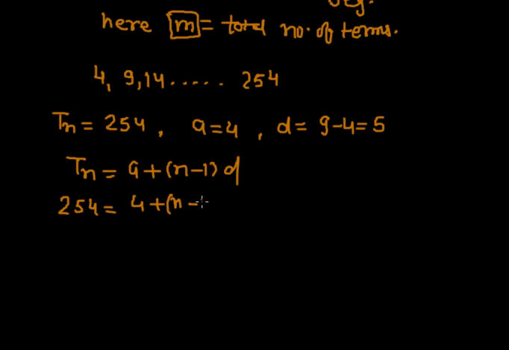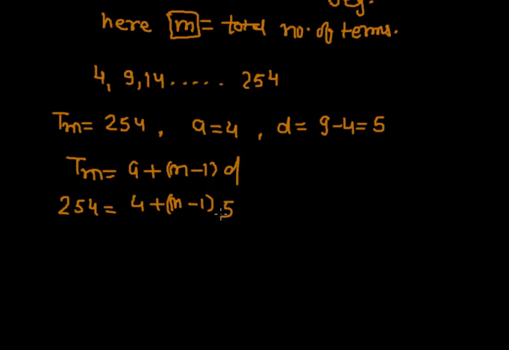Now there is one more concept. As we have already used n for the nth term, here we would change some expression, like here we would calculate the value of mth term. We have taken m as the total number of terms, so we have to convert all these n into the form of m. Here we have 254 is equal to 4 plus m minus 1 into d.